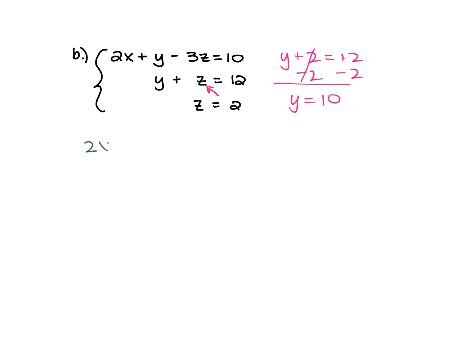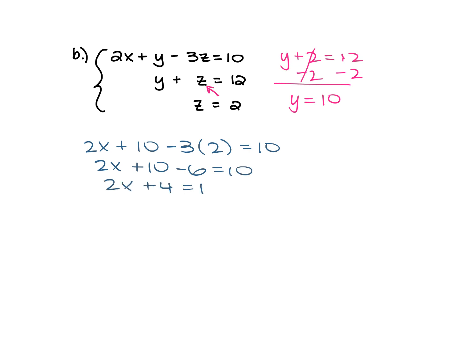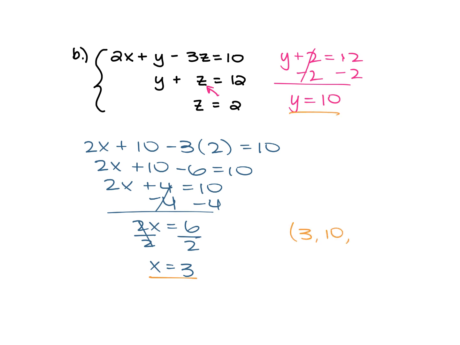That's going to give you 2 times x plus y, which is 10, minus 3 times z, which is 2, is equal to 10. The negative 3 times 2 gives us negative 6, so that's 2x plus 10 minus 6 is equal to 10. That simplifies to be 2x plus 4 is equal to 10. Subtract your 4 over. That gives you 2x is equal to 6. Then divide each side by the 2, and you get that x is 3. So you have 3, comma, 10, comma, 2 as your ordered triple.